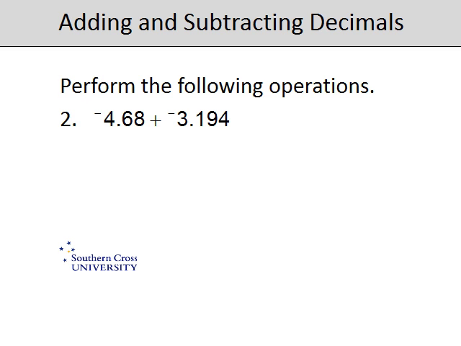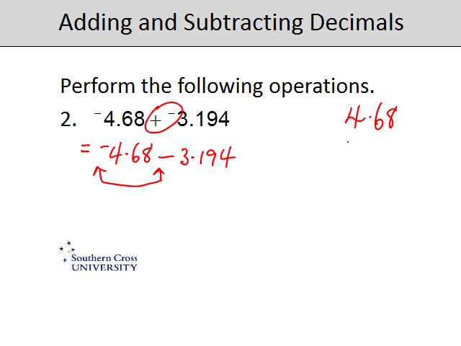Now the next question's a little bit trickier because we have negative numbers involved. So we need to think about our negative number rules that were in the whole numbers and integers module. And the first step we need to do here is to combine the double sign to create negative 4.68. Because they're unlike signs, it's subtract 3.194. Now looking at these two signs here, they're the same, so that means we'll need to add these two numbers. So it's 4.68, 3.194.